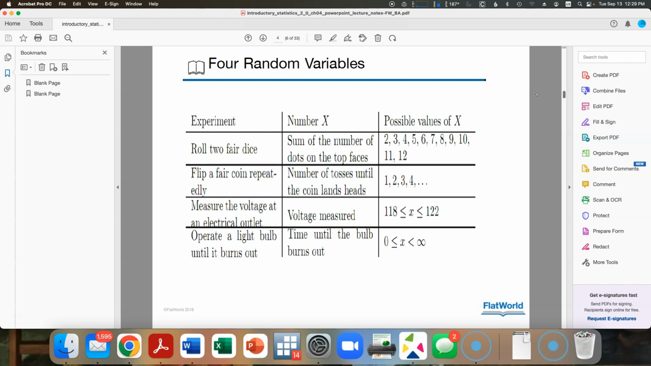Now, in terms of the voltage at an electrical outlet, here it's probably still going to be discrete, but certainly random. It's discrete in the sense that if it's a 120 volt outlet, it's probably going to be somewhere between 118 and 122. It's going to be some number between that set. And then the final one is how long does it take a light bulb to burn out? Which sounds like a bad joke.